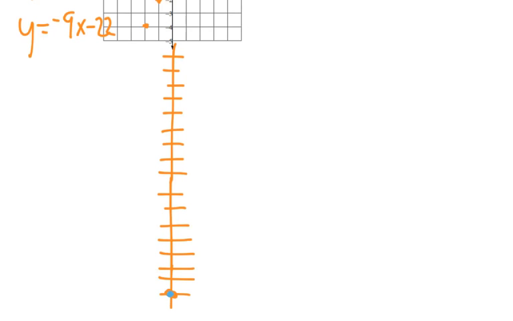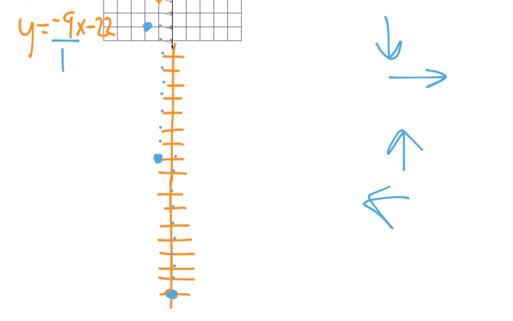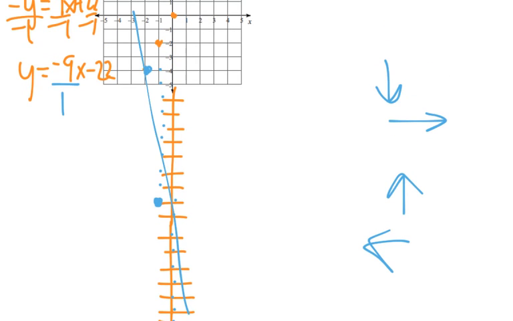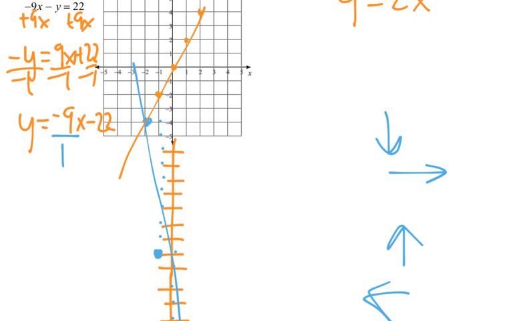Let's do it in blue. Then my slope is negative 9 over 1, so I'm going down and to the right or up and to the left. So I need to go up 9. 1, 2, 3, 4, 5, 6, 7, 8, 9. To the left 1. Up 1, 2, 3, 4, 5, 6, 7, 8, 9. To the left 1. So we can still see where they intersect, can't we? It was at negative 2, negative 4.